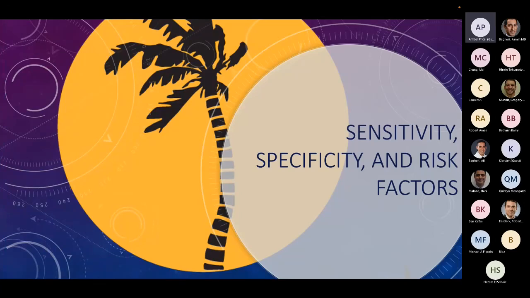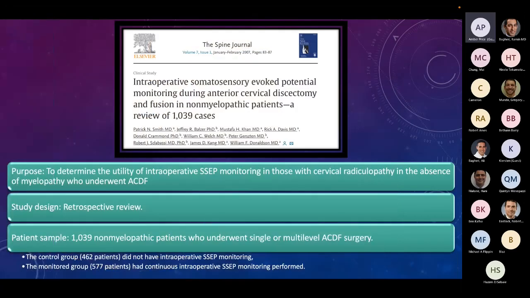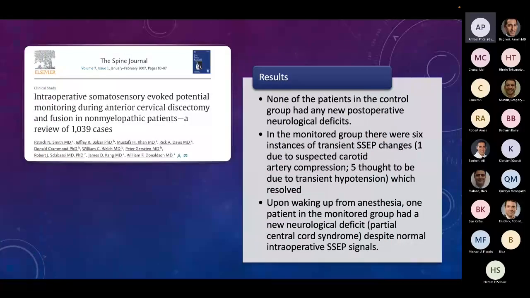So a little bit about the sensitivity, specificity, and maybe associated risk factors. This was a case looking specifically at SSEPs, and this was in non-myelopathic patients who were undergoing ACDFs for radiculopathy. It was a retrospective review. They looked at 1,039 non-myelopathic patients. They had a control group of 462 patients who did not have intraoperative SSEP monitoring, and 577 patients who did have the monitoring. And what they found was, interestingly enough, none of the patients in the control group had new postoperative neurodeficit.